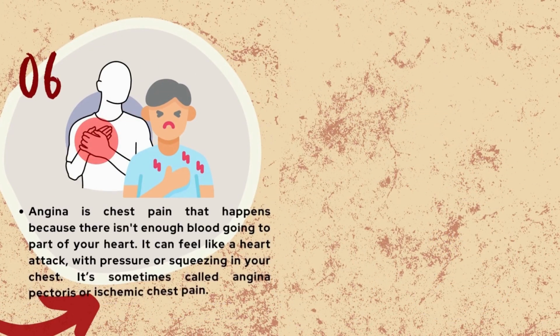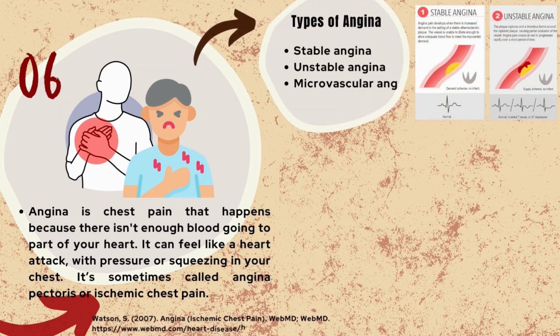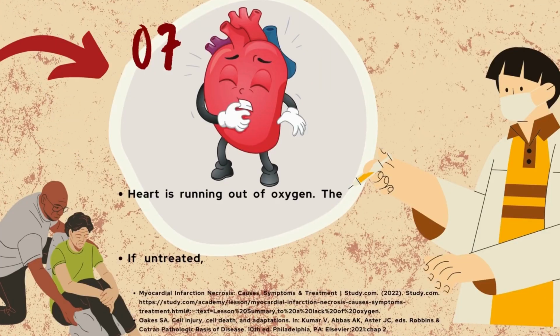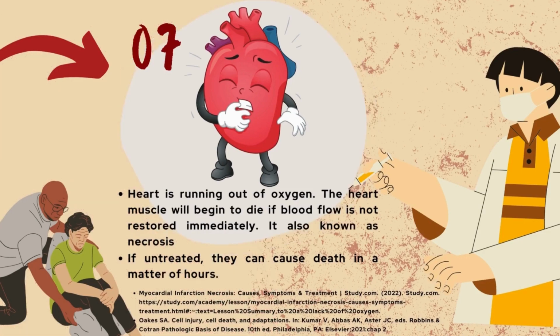Angina is chest pain that happens because there is not enough blood going to part of your heart. It can feel like a heart attack, with pressure or squeezing in your chest. Angina consists of stable angina, unstable angina, microvascular angina, and variant angina. In this situation, it only involves unstable angina. In this angina, you can have it while you are at rest or not very active. The pain can be strong and long-lasting, and it may come back again and again. Lastly, it causes necrosis. Necrosis is a condition of heart cell death and leads to myocardial infarction.